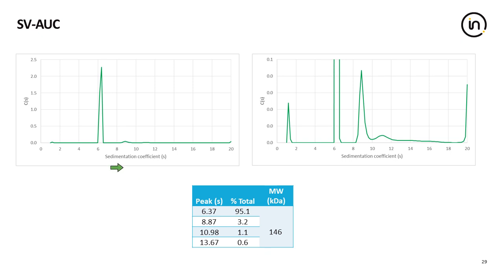SVAUC results show that there is one main peak at more than 90% predominance with a certain S value, and this is the monomer. But we also see some dimer and trimer in low predominance.